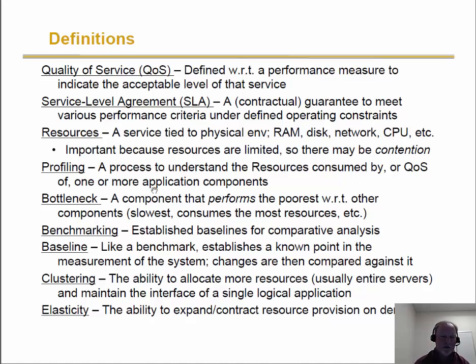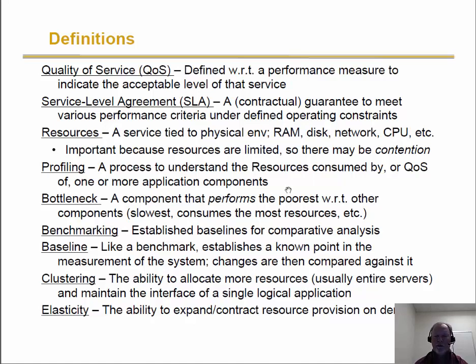In fact, I'm going to skip down to bottleneck, right? A bottleneck is a component that performs the poorest with respect to other components. It could be the slowest. It could consume the most resources. So you could have a bottleneck on your CPU based on some component in the system that's requiring a lot of CPU. Very often in Java-based systems, you worry about memory utilization and the taxing that does on the garbage collector and how often garbage collection happens. You have something that uses up too much memory, the garbage collector will run too frequently and it'll drag down your throughput.